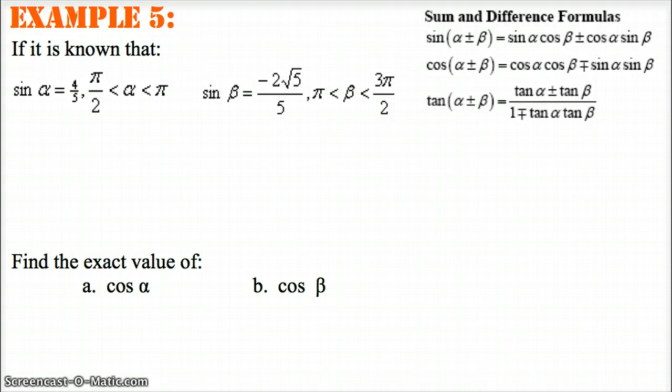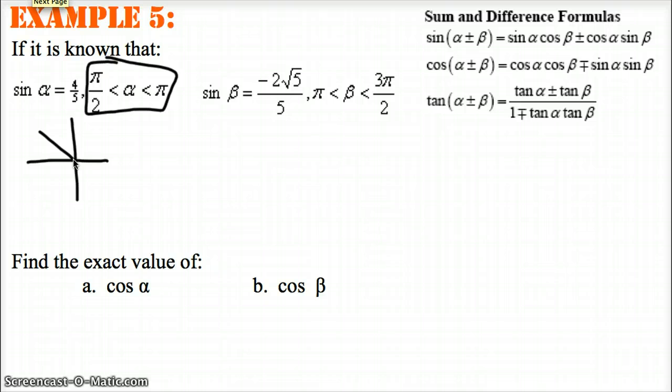Okay, hopefully you paused it and looked it over. We're going to take a look at sine of alpha and use that to help us draw a picture of alpha. Since alpha is in between pi over 2 and pi, I know it's going to be an angle over here. Alpha is actually this large obtuse angle. So this is important because while my sine is positive, some of my values will be negative. The right triangle that corresponds here will have a height of 4 and a hypotenuse of 5 because the sine of that angle is 4/5.